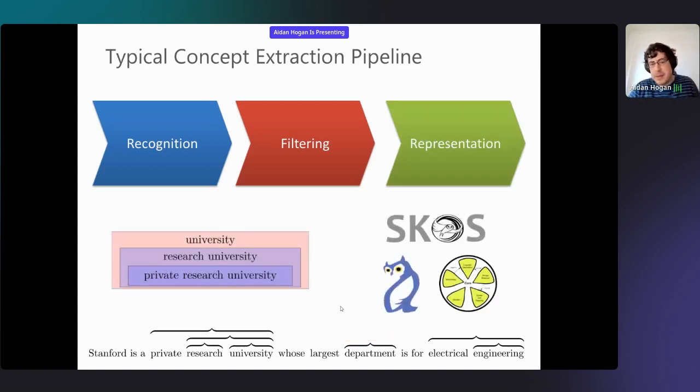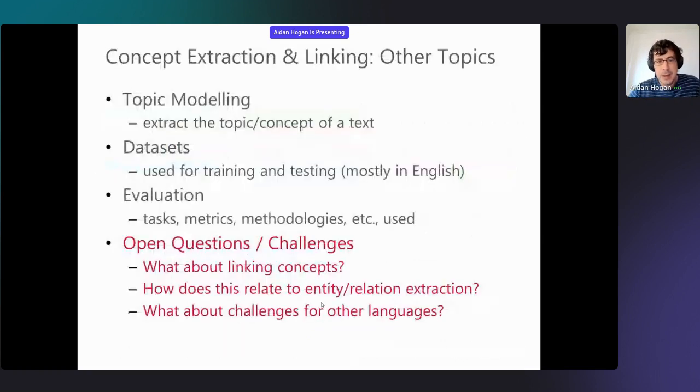And finally, we have some representation step where we take what we've extracted and use this as input perhaps for ontology engineering, or we look to, for example, represent a taxonomy using something like SKOS or OWL or Lemon. So there are various ontologies for describing the outputs of these steps.